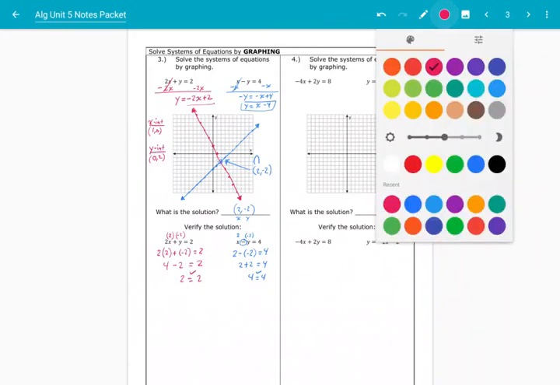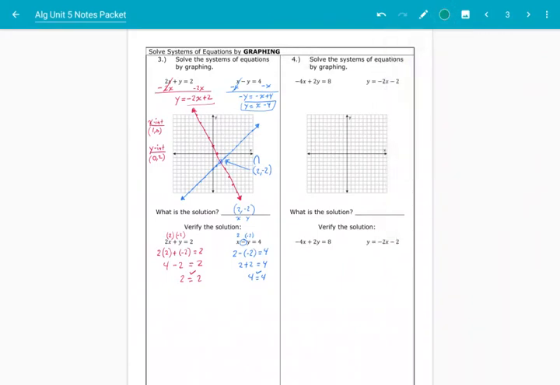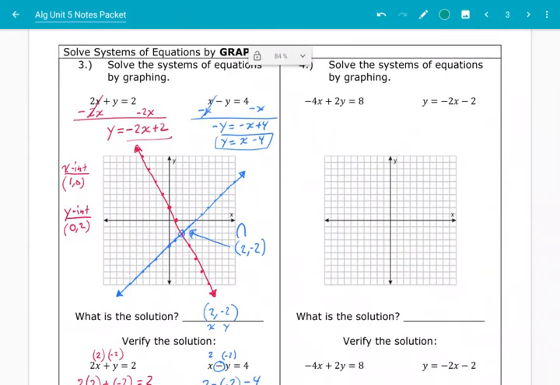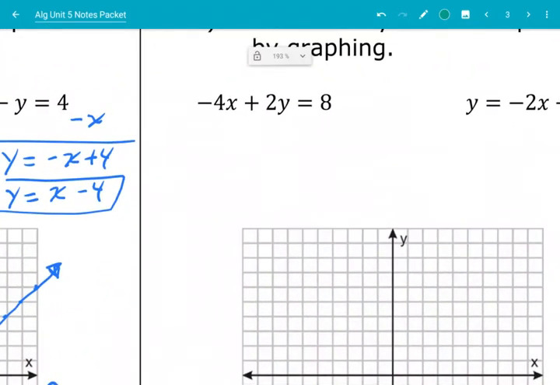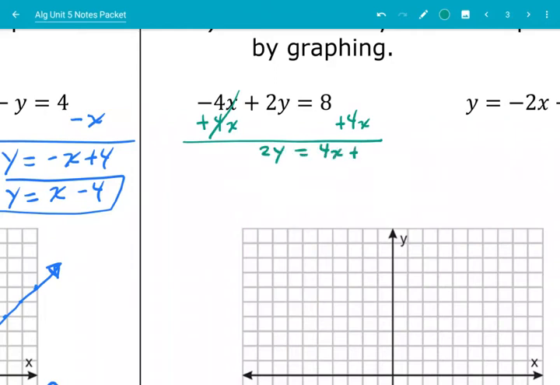Let's go over here and do this one. All right, solve the systems by graphing. Here we have another one like this. Let's convert. We need some practice converting. Let's convert that into slope-intercept form. So I'm going to add 4x to both sides. So that gives me 2y equals 4x plus 8. I'm just writing this in order there. And we're going to divide by 2. Everything divides by 2. So that's y equals 2x plus 4.